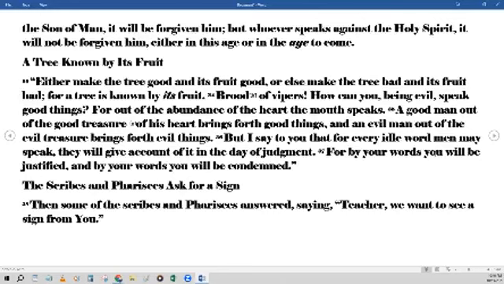But I say to you that for every idle word men may speak, they will give account of it in the day of judgment. For by your words you will be justified, and by your words you will be condemned.